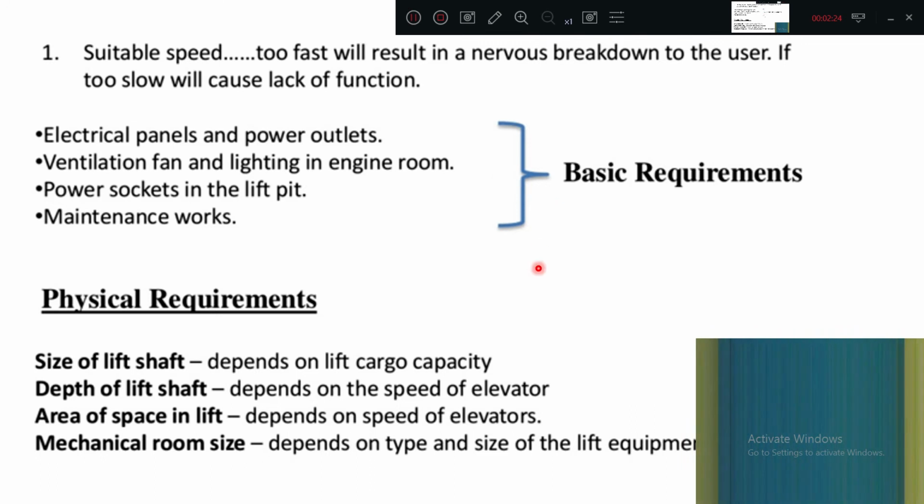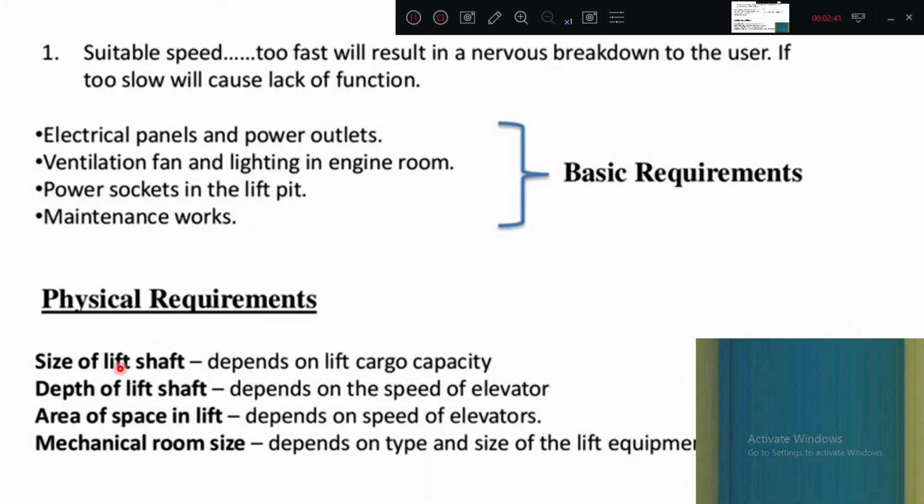What are some basic requirements of lifts? Electrical panels and power outlets, very important. Ventilation fan and lighting, that is also very important. Power sockets and maintenance works. These are the four basic requirements.